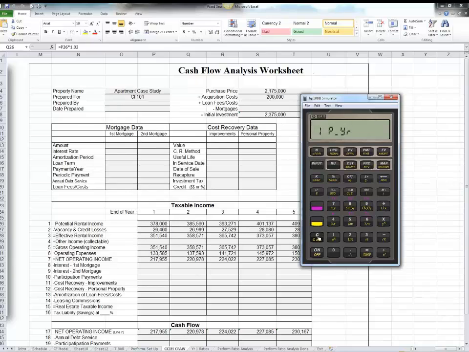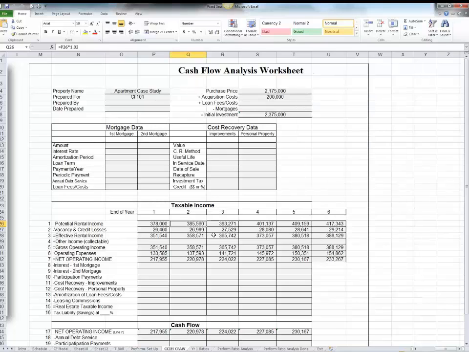Because on a calculator, I'd say, okay, well, 378,000 times 1.02, that gets me 385,000. And if I had done 1.02 K, then I could have just kept hitting equals, and I would just grow this thing right up there, like that. And then maybe some very simple equations: potential income minus vacancy equals effective income plus other income equals gross operating income, things like that. But this is certainly not a spreadsheet that is reliable and reusable. However, it might be useful.